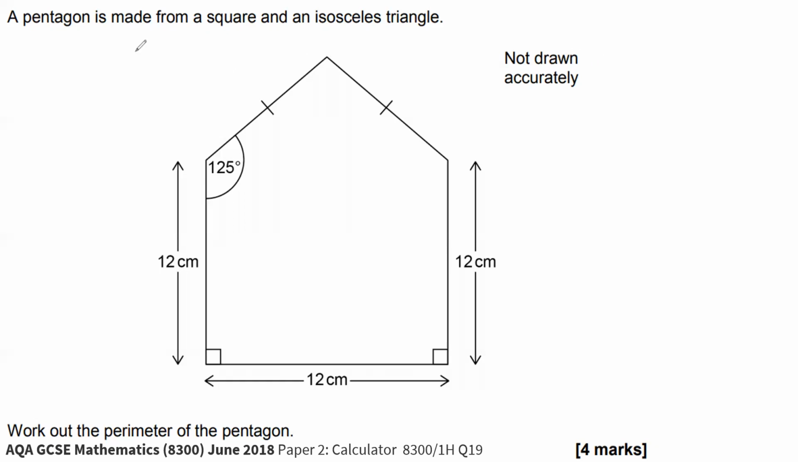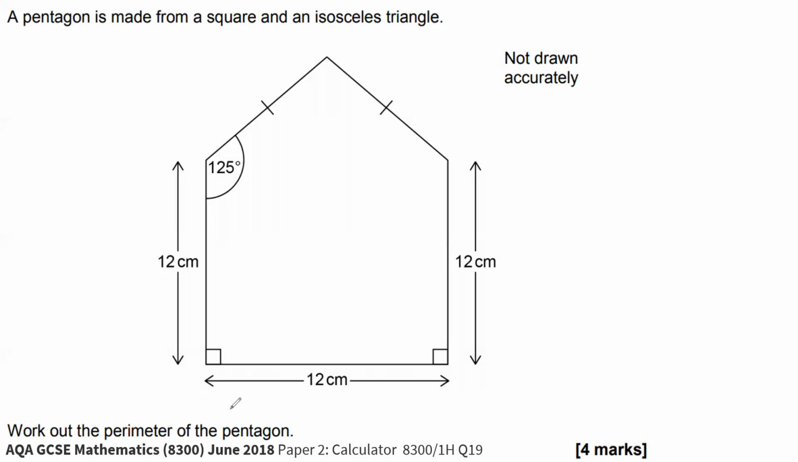Okay, so this question, we've got a pentagon made from a square and an isosceles triangle. Hopefully you remember that an isosceles triangle has two sides which are the same length, which are denoted by this line across them, and they also have two angles which are the same. In this case, it would be these two bottom ones. And then we've got the square, and it's asking us to work out the perimeter of the pentagon.